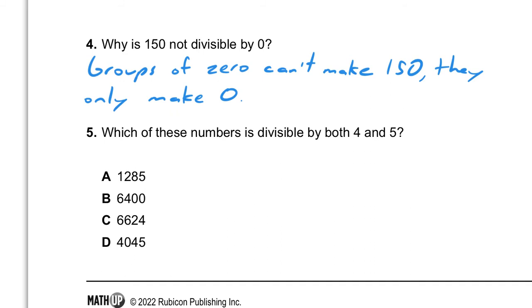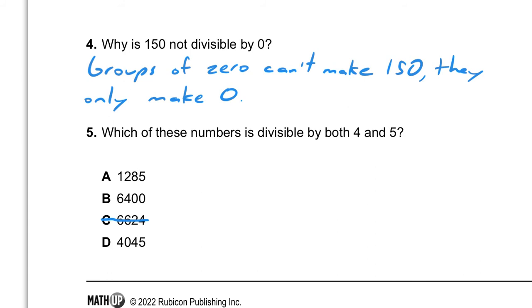Finally, we've got, which of these numbers is divisible by both 4 and 5? Well, first, let's eliminate the ones that aren't divisible by 5, because that's easy to see. Anything that ends in a 4, that's not going to be divisible by 5. So now we've got the other ones. They're all divisible by 5, so now we have to start checking for divisibility by 4.